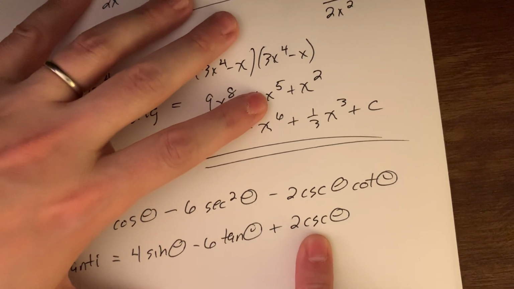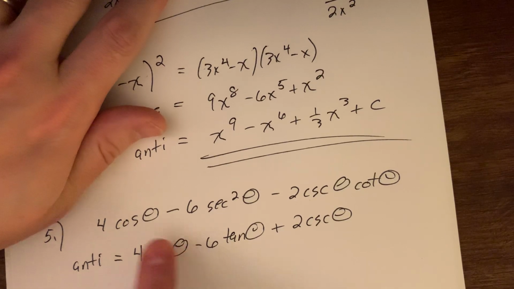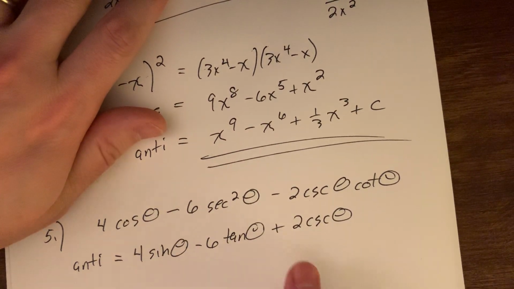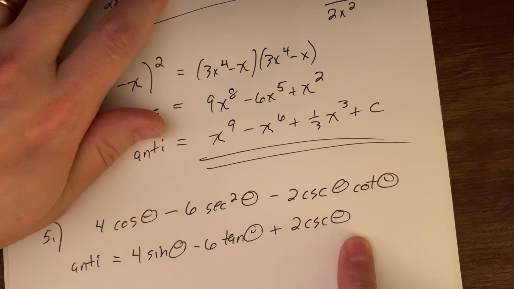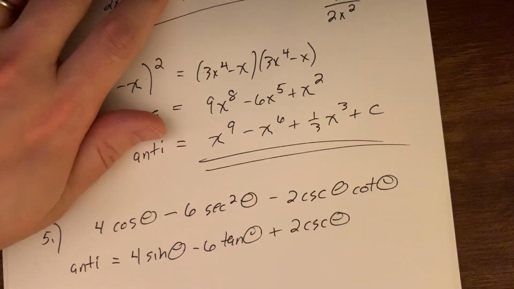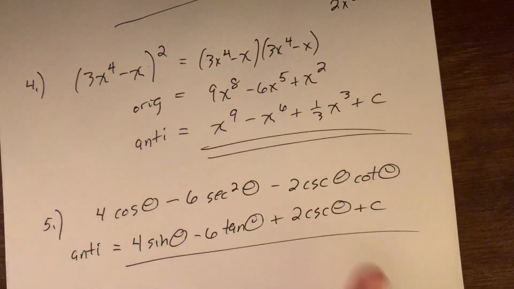And how do I know that's correct? Because of the derivative. All of these. The derivative of 4 sine is 4 cosine. Minus 6 tan is minus 6 secant squared. And plus 2 cosecant would become plus 2 times minus cosecant cotangent. There's the negative. And not to forget the plus C.